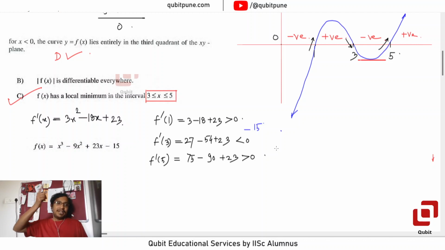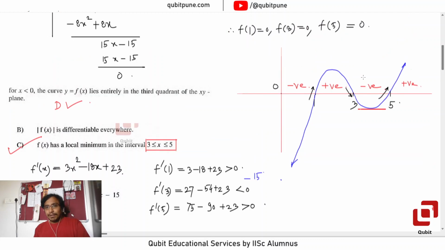Now what needs to be decided is whether option B is right or wrong. Here they are saying mod of f of x is differentiable. Now look here, the graph of mod f of x will actually be the mirror image of the graph of f of x when f of x is negative. Correct? So if I were to sketch the graph of mod f of x, I will have a sharp corner here, and a sharp corner here.